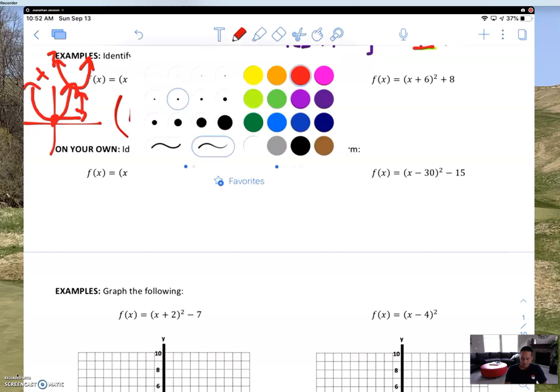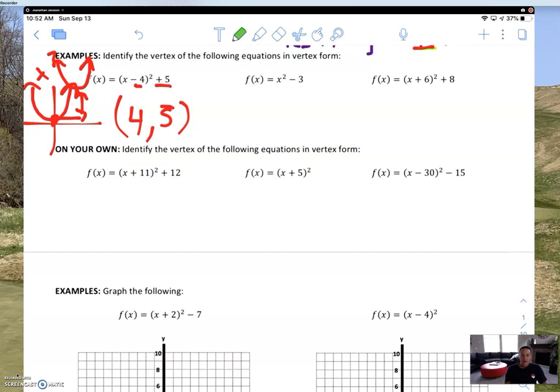Let's move on to the next one. We have x squared minus 3. Now you'll notice there is no parentheses around this, so it's not going to be moving left to right like the last one. The only thing that's happening to it is it's moving down by 3. So you can imagine if you start with the parabola right here at 0, 0, and you just move it down by 3, your new vertex is going to be located at 0, negative 3.